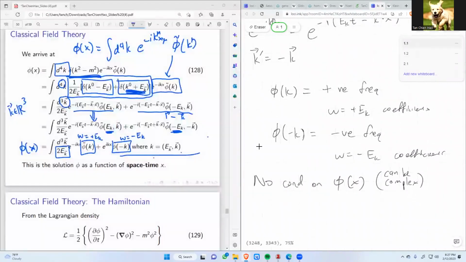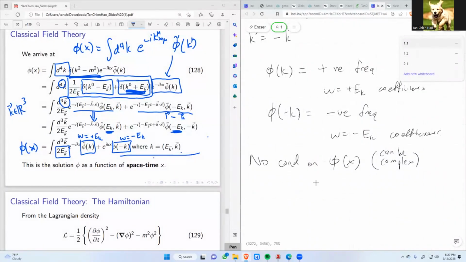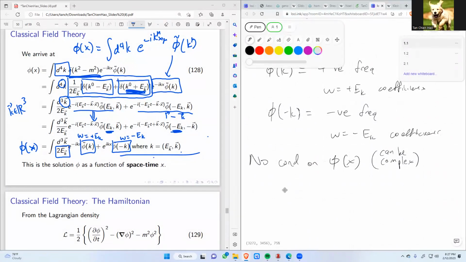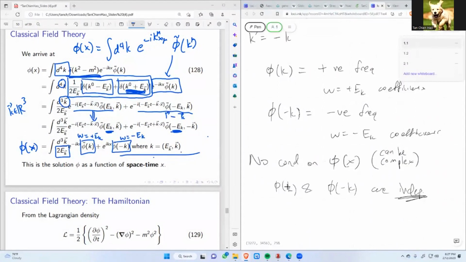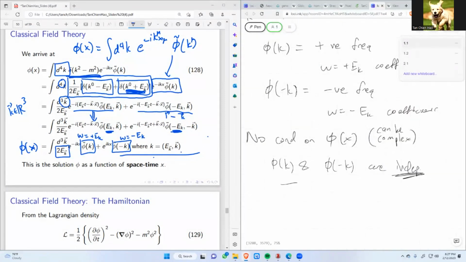Then phi of k. If there's no condition on the two of them, then phi of k and phi of minus k are independent. They're completely independent of each other. They can be any numbers. They do not talk to each other at all. And this corresponds to the existence of antiparticles and particles.